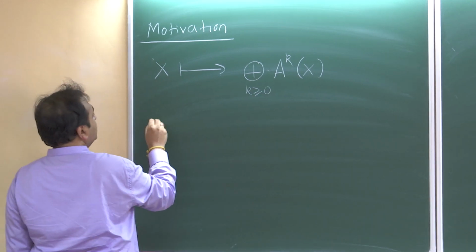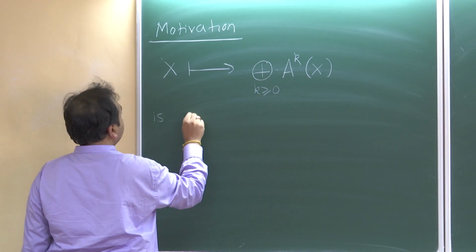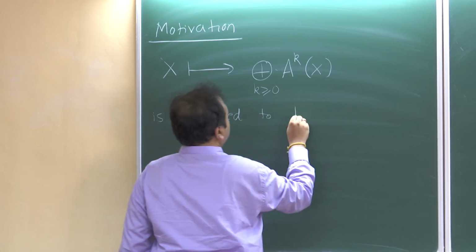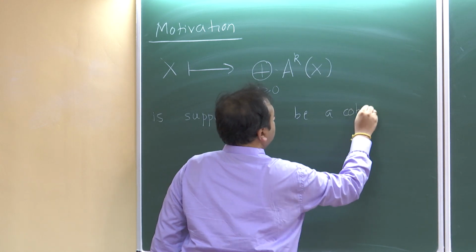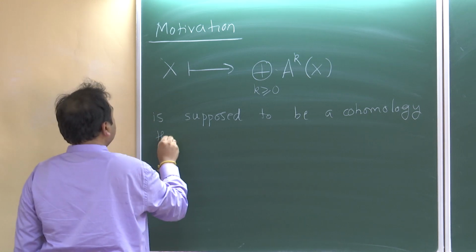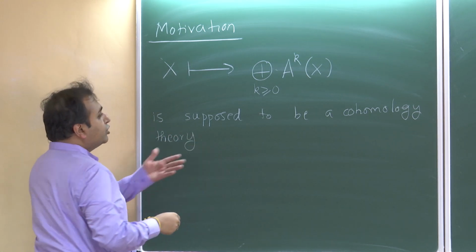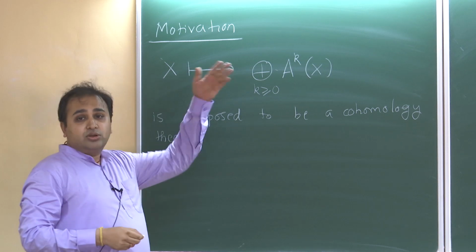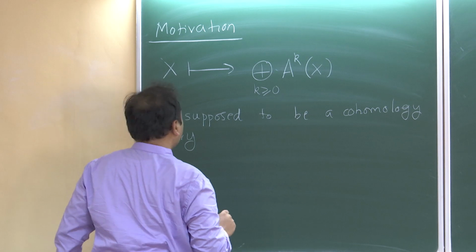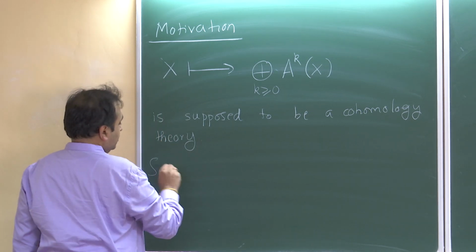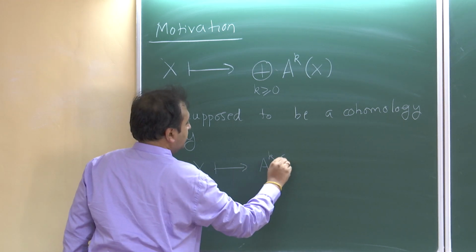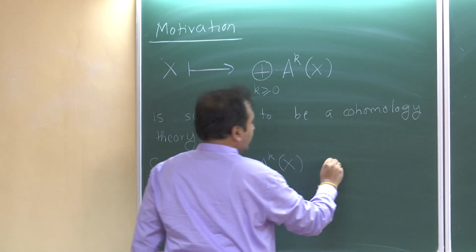This is supposed to be a cohomology theory. I'm not going to clarify what I mean by cohomology theory, but in particular it's supposed to be a contravariant functor for each k. This A^k of x is supposed to be a contravariant functor, x going to A^k(x).